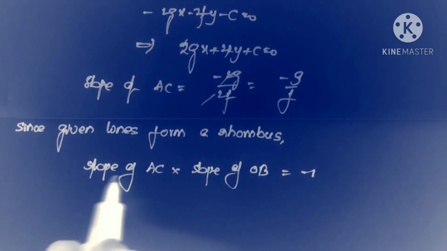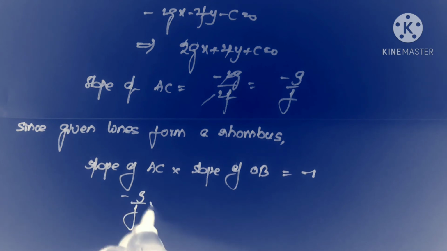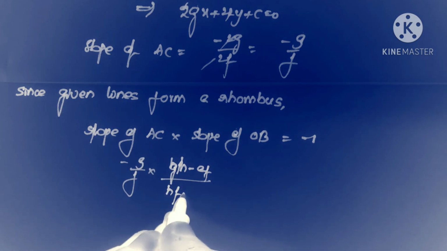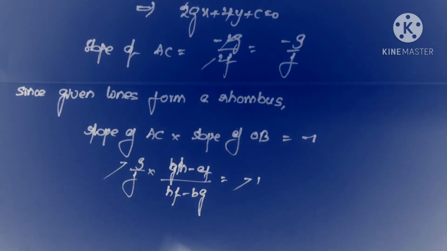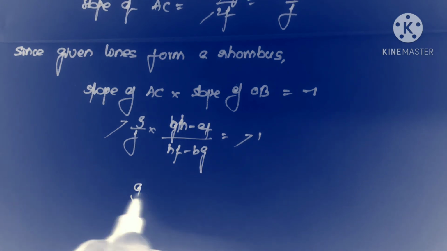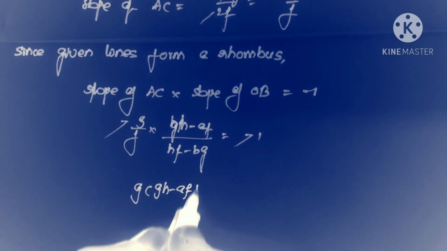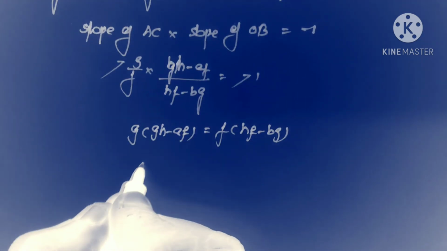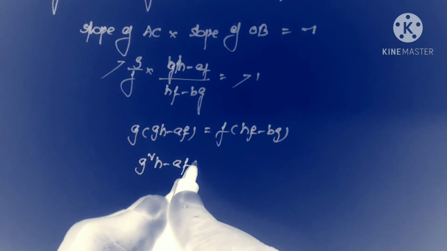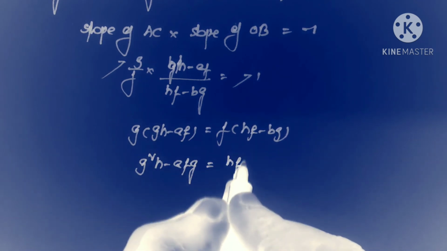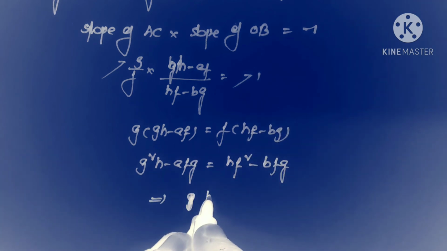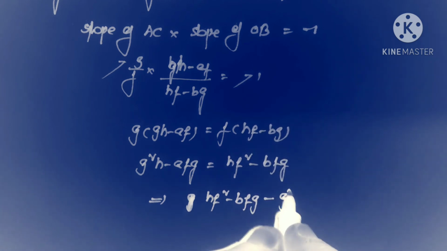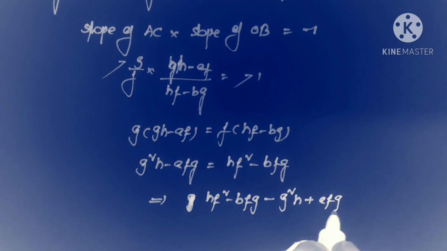Now substituting the slope values. What is the slope of AC? Minus g by f, into what is the slope of OB? (gh minus af) by (hf minus bg) is equal to minus 1. Taking the cross product here, g into (gh minus af) is equal to f into (hf minus bg). That is, g square h minus a into fg is equal to h into f square minus b into fg. Then hf square minus b into fg minus g square h plus a into fg is equal to 0.